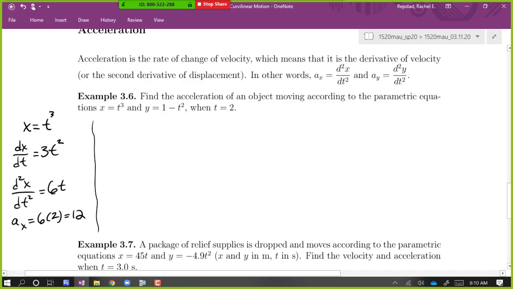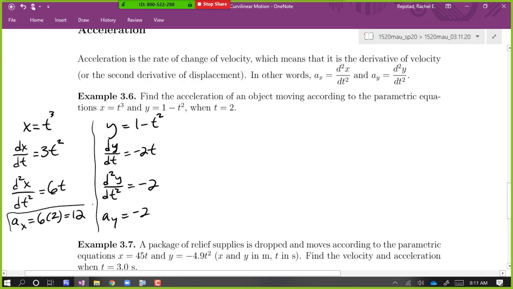And we're going to do the same thing for the y function. So y is 1 minus t squared. dy/dt is negative 2t, and the second derivative is negative 2. So the second derivative is constant, which means ay is negative 2 at all values of t, but certainly when t is equal to 2. What quadrant is this vector in? Four, yeah. Positive x, negative y, that puts it in quadrant 4.